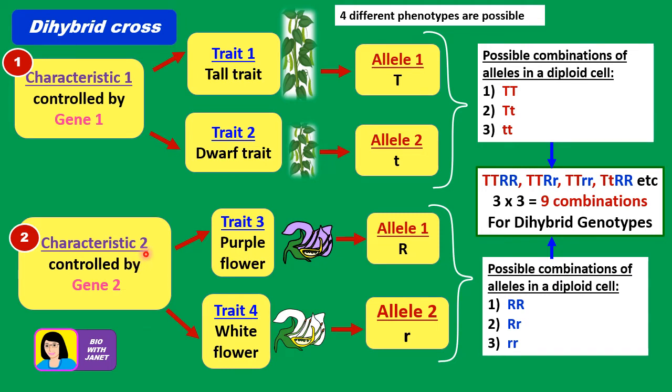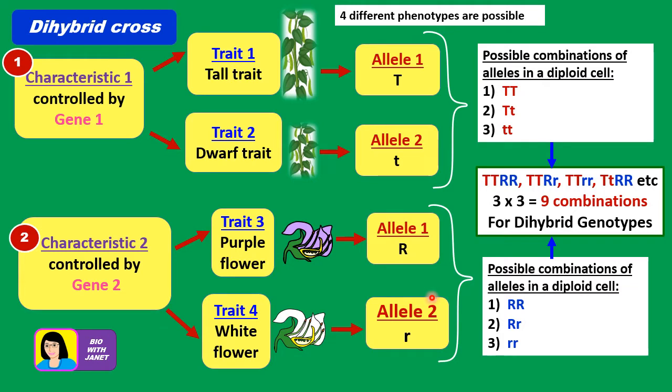Now for characteristic number 2, which is flower color, it's controlled by the gene for flower color. And the characteristic consists of two traits, two variants, which are purple flower and white flower. So a plant can either have purple flowers or white flowers, right? So the purple flower trait is controlled by the allele for purple flower, which is big R. And the white flower trait is determined by the allele for white flower, which we assign the letter small r. Okay, and it's a recessive trait.